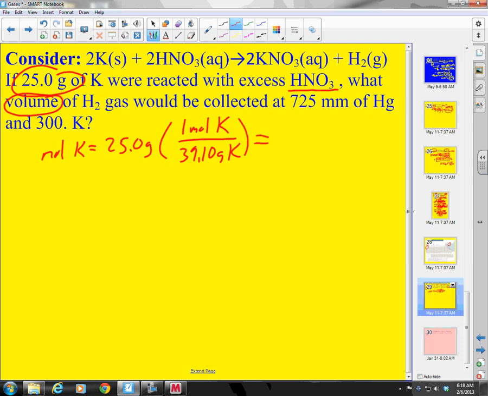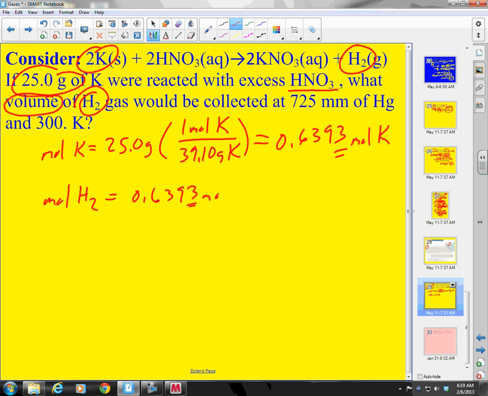Yeah, I remember that from the last question. 25 divided by 39.1, and I get 0.6393 moles of K. Well, where do I want to go? Well, I have questions about H2, so I want to connect potassium to hydrogen. So how do I get moles of hydrogen? Moles of hydrogen are going to be equal to 0.6393 moles of K times what? 1 mole of H2 over 2 moles of K.